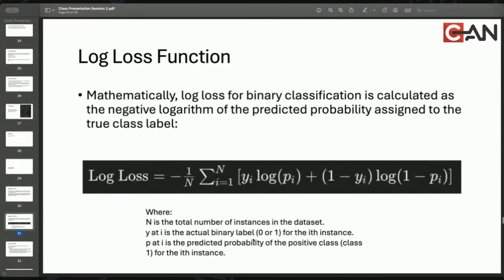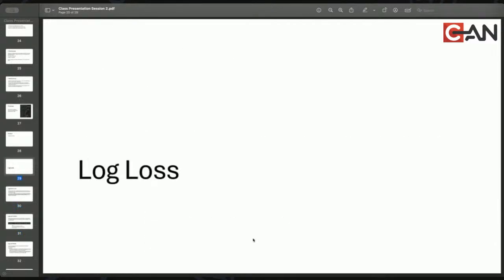Are we talking about this? Yeah, actually, we're talking about this in terms of binary probabilities. I'm changing my mind. Forget F1 score. Focus on log loss.